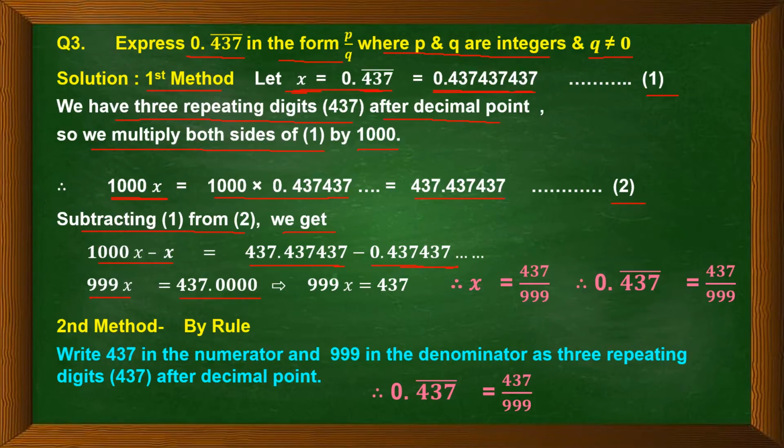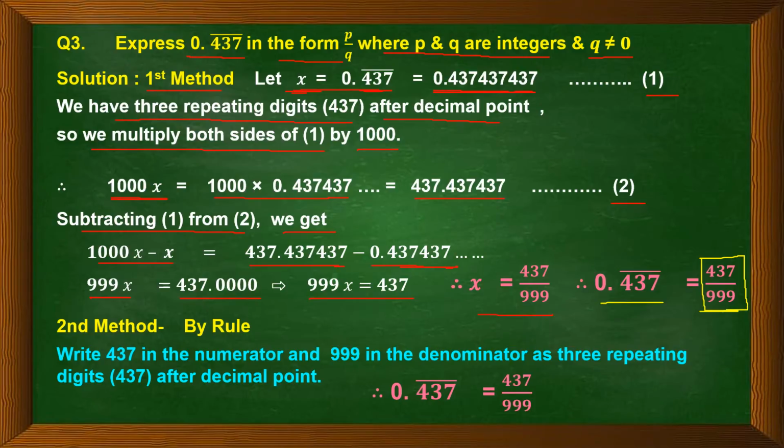So we can say 999x is equal to 437. So now cross multiply, x is equal to 437 by 999. And what was x? X was 0.437 under bar. So we can say 0.437 under bar is equal to 437 upon 999. So this is our p by q form of the decimal number 0.437 under bar.